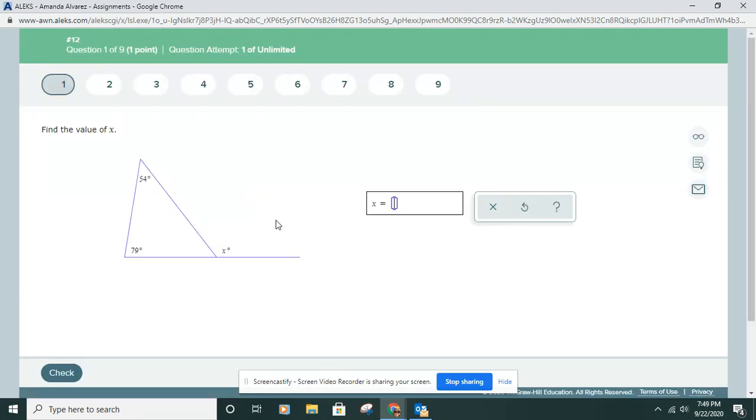Okay, so this is the exterior angle of a triangle theorem. The exterior angle is equal to the sum of the two interior angles. So in order to find x, you just add up those two and you get it.